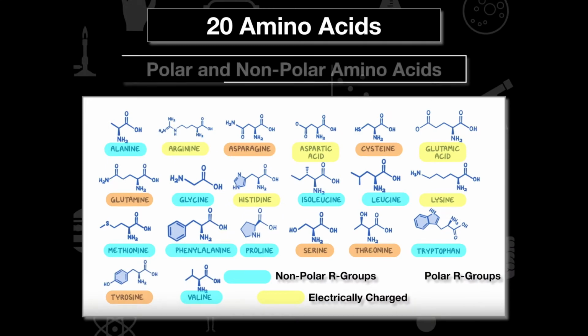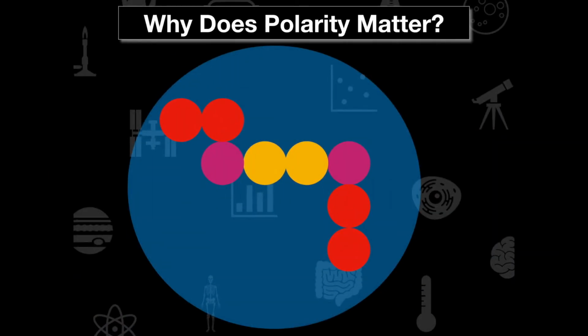So we can also look at polar versus non-polar amino acids. And I'm not going to spend time explaining because we don't necessarily have to memorize this. You can look this up in a textbook. But we can see the non-polar R groups in the blue, the electrically charged amino acids in the yellow, and then we have the polar R groups here in the orange.